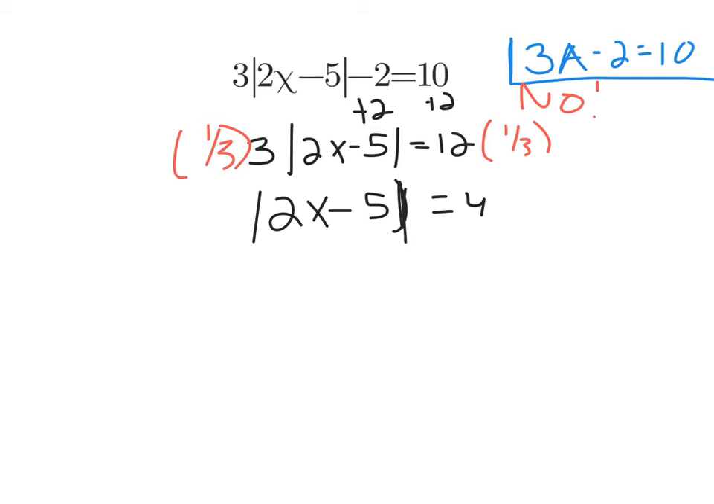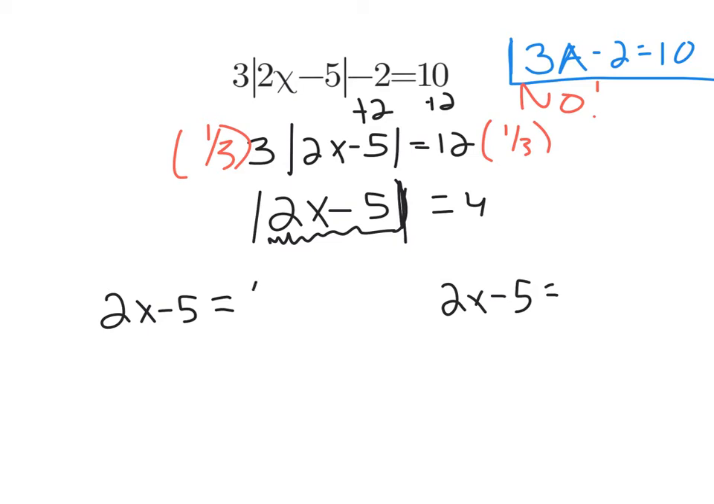Now that I have that absolute value by itself, the second step tells me to set up two equations. Now, I don't change anything about this. 2x minus 5 stays the same.